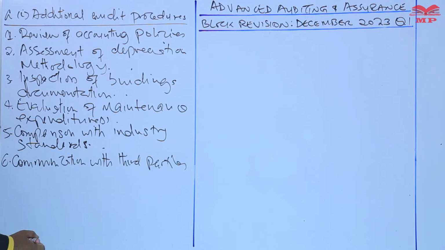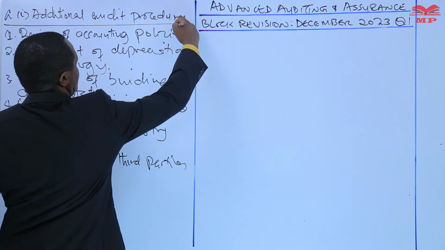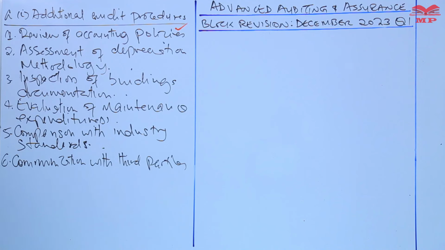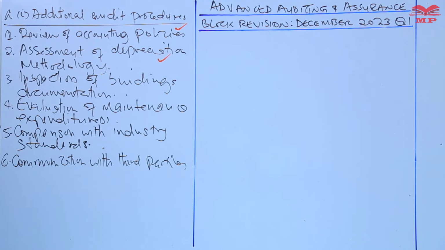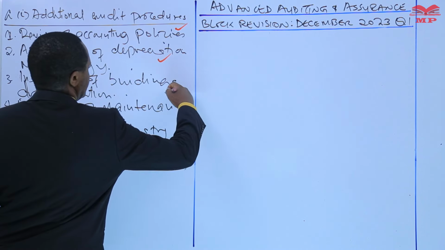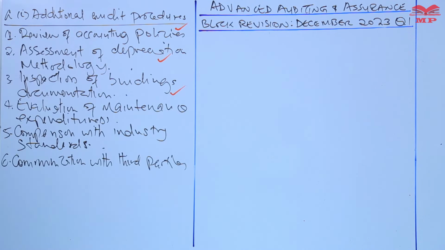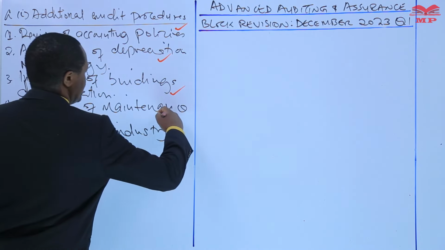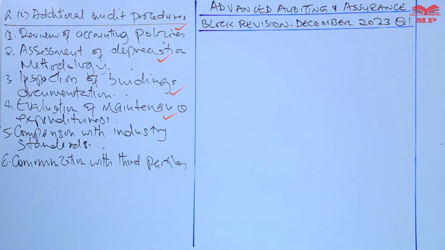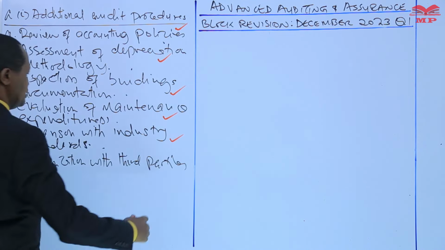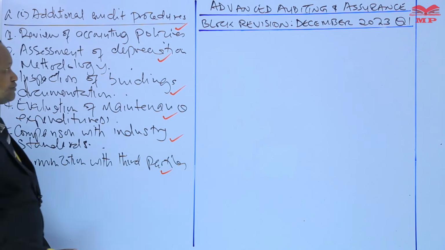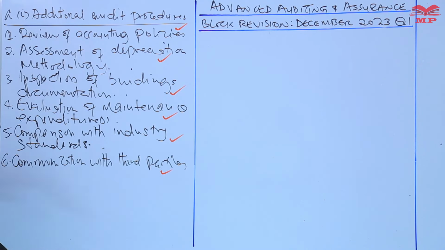Additional audit procedures: number 1, review accounting policies. Number 2, assessment of depreciation methodology. Number 3, inspection of buildings documentation. Number 4, evaluation of maintenance expenditures. Number 5, a comparison with industry standards. Then lastly, communication with third parties. That is part A, Roman 1.